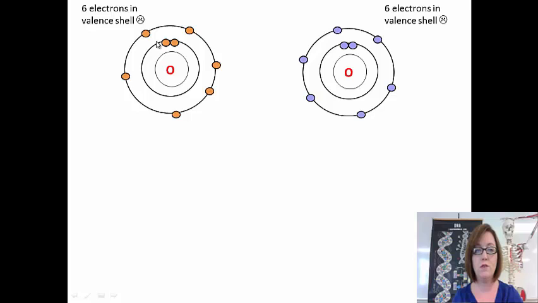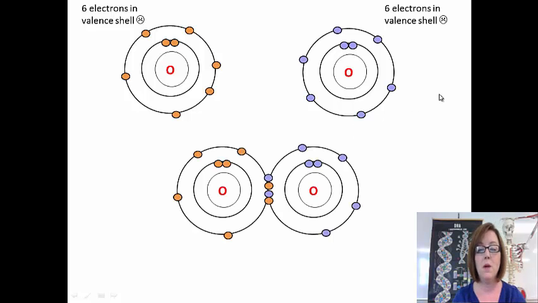So here in this picture, we see an atom of oxygen, and it has 6 electrons in its valence shell. So it's not happy, it's not stable, right? It wants 8 electrons in its valence shell. And then same thing for this oxygen over here. It has 6 electrons in its valence shell. It's not happy, it's not stable. But what if those two oxygens came together and shared some electrons?